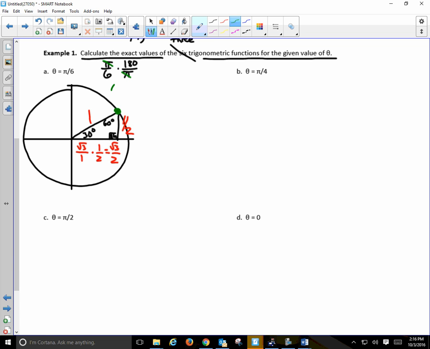What is the x value of our terminal point? Square root of 3 over 2. What is the y value of our terminal point? 1/2. So for your assignment today, you'll be finding the terminal point. And then you're going to go one step further. You're going to identify the sine of theta, the cosine of theta, and the tangent of theta.